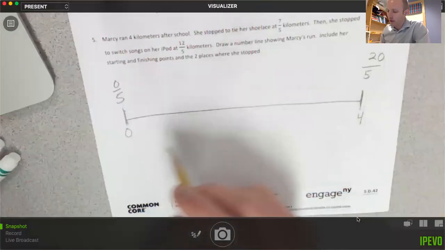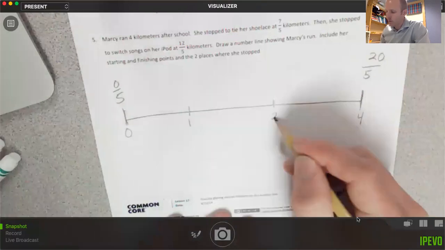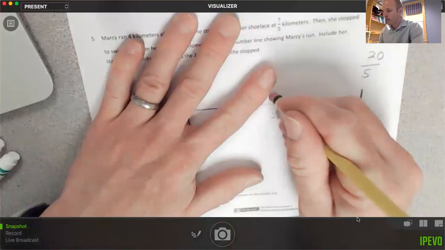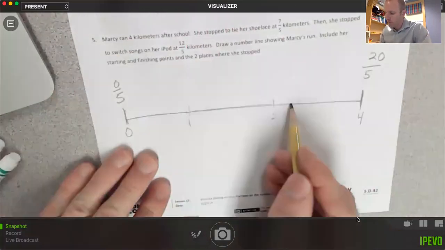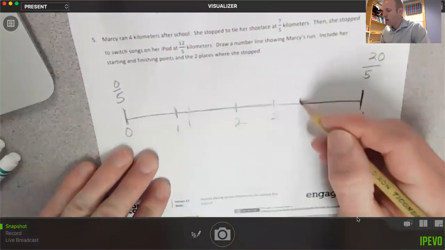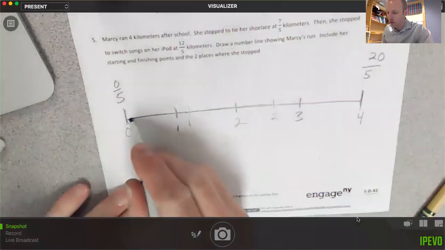And in between those, I have 1 kilometer and 2 kilometers. So first kilometer, second kilometer. Oh, I forgot a kilometer here. First kilometer, second kilometer, third kilometer, and fourth kilometer. And each section is going to be split into fifths. I can color code those just like I did earlier.